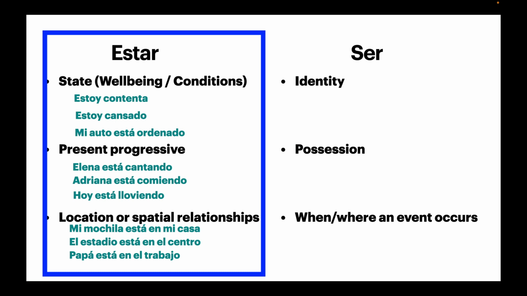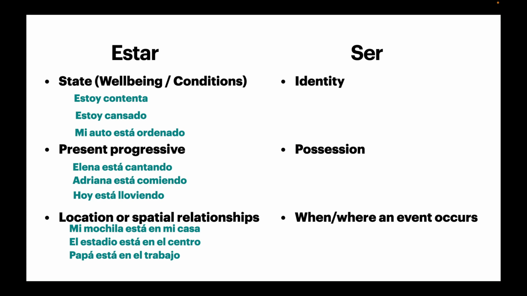So to recap, we use estar to express a state of being. When we talk about people's state, we're talking about their well-being, their health, their emotional state. And when we talk about things, we talk about conditions. We use estar for present progressive, and we use estar for expressing location or spatial relationships. Let's move on to ser.